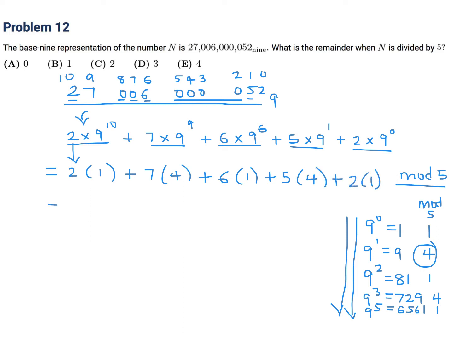So there we go. We were able to figure this out without too much difficulty. And this is easy now. You just crunch out these numbers. 2 plus 28 plus 6 plus 20 plus 2, and that is 58. And 58 mod 5 would be a remainder of 3. And that's it. So number 12, the answer is 3, which is choice D.